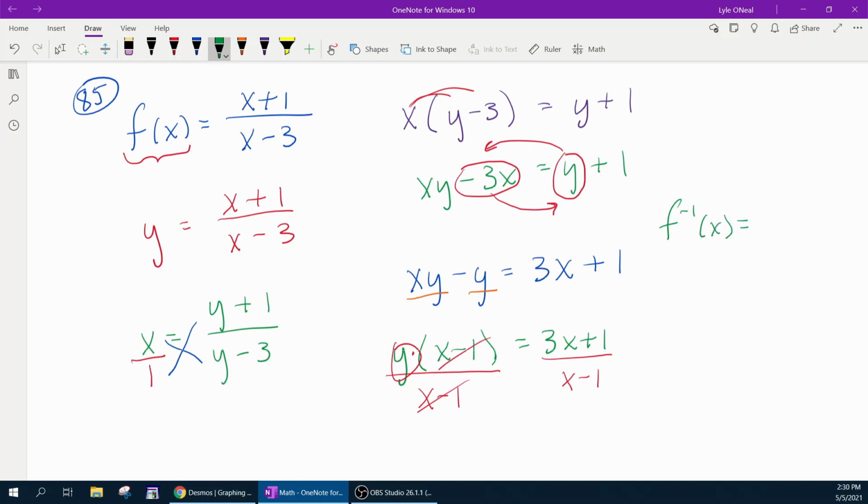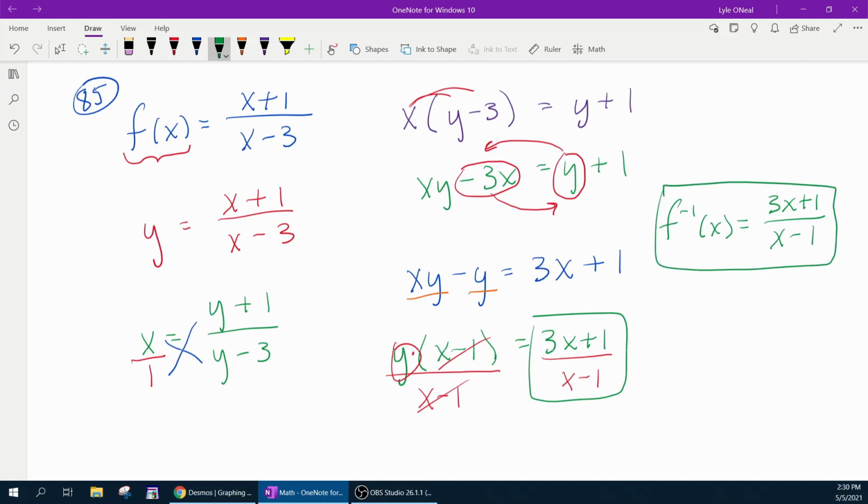The inverse function is 3x plus 1 over x minus 1. Now that we've got the inverse function, the instructions also ask for the domain and the range of the function and its inverse. So let's go back and figure out the domain of the original function.